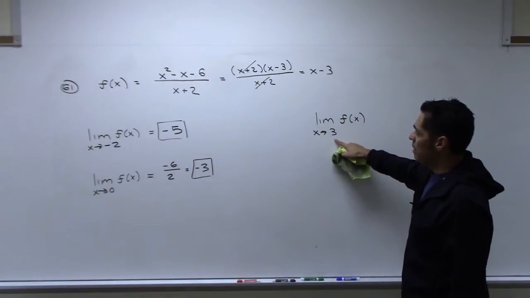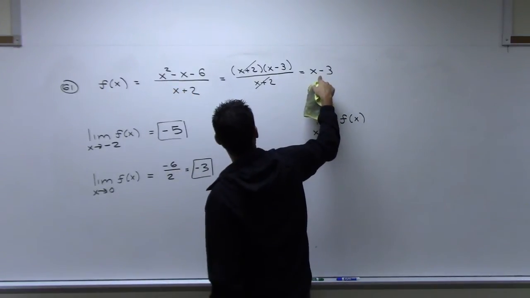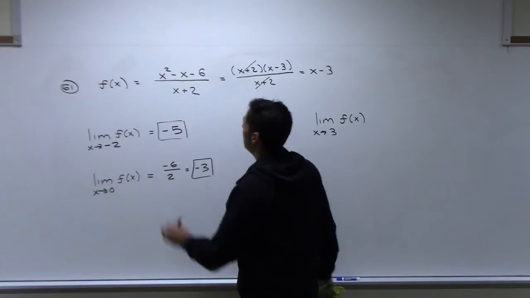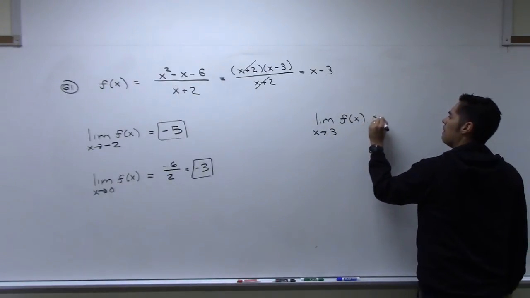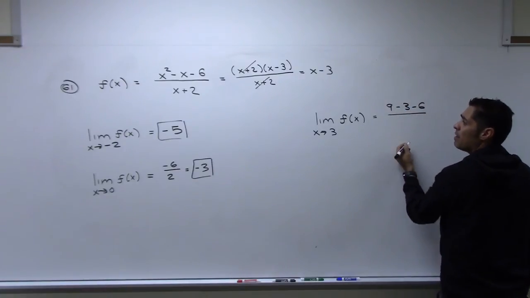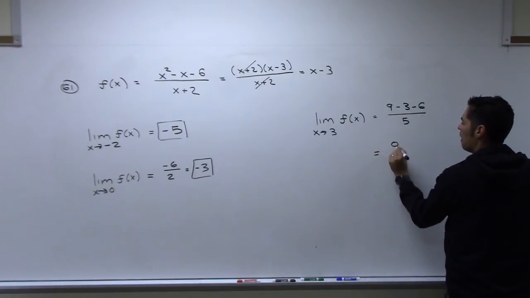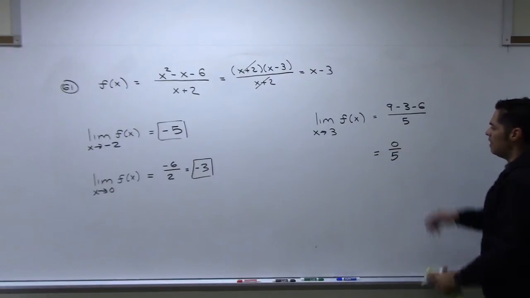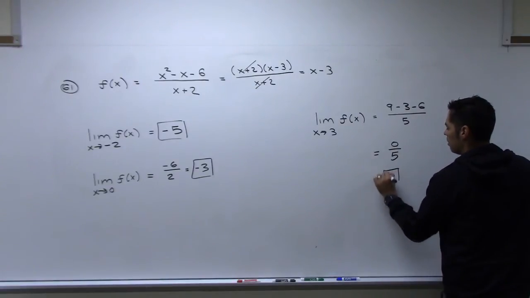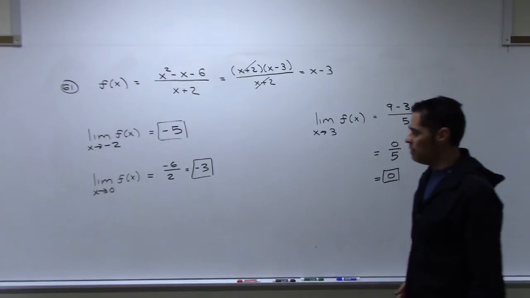Okay, now let's do 3. What happens if we plug in 3? On the top, and notice I'm not plugging it in here, I'm plugging it in here. If we plug in 3 on top, then we get 9 minus 3 minus 6. And if we plug in 3 on the bottom, we get 3 plus 2, which is 5. So on the top, notice that we get 0. And on the bottom, notice we get 5. And 0 over 5 is just a number. That's just 0, right? So our answer is just 0. Now, if it would have been flipped over, we would have 5 over 0, then we would have said does not exist.